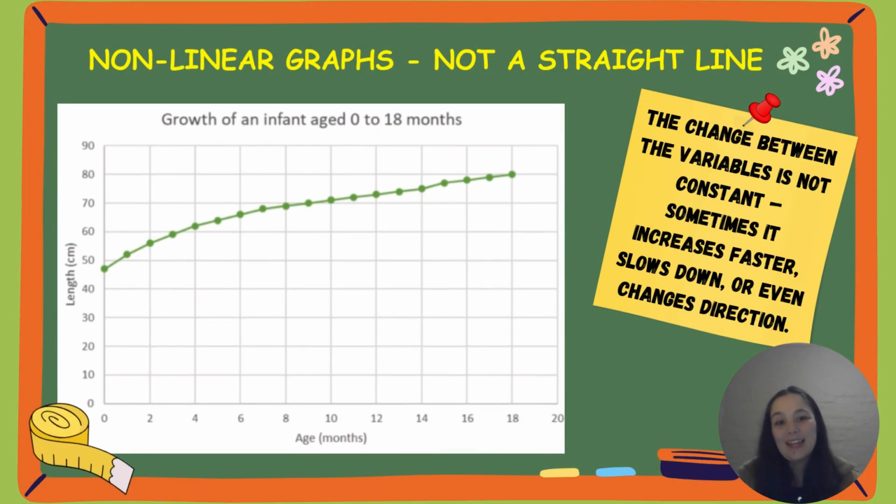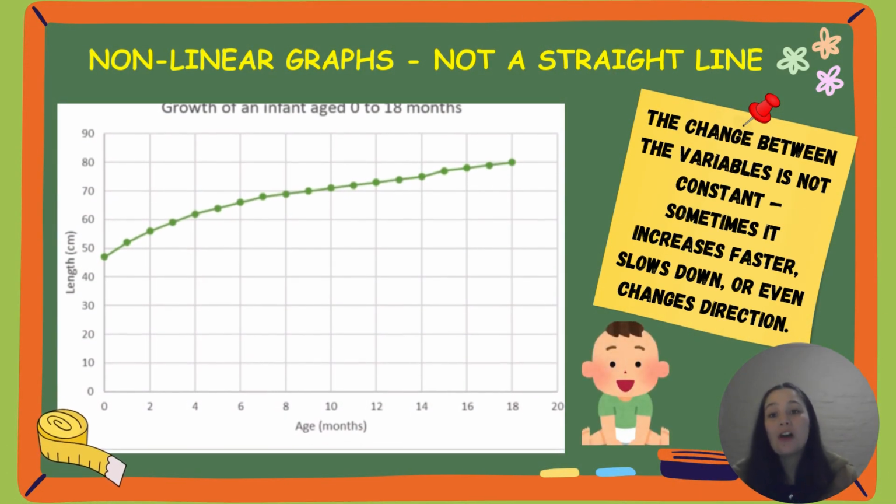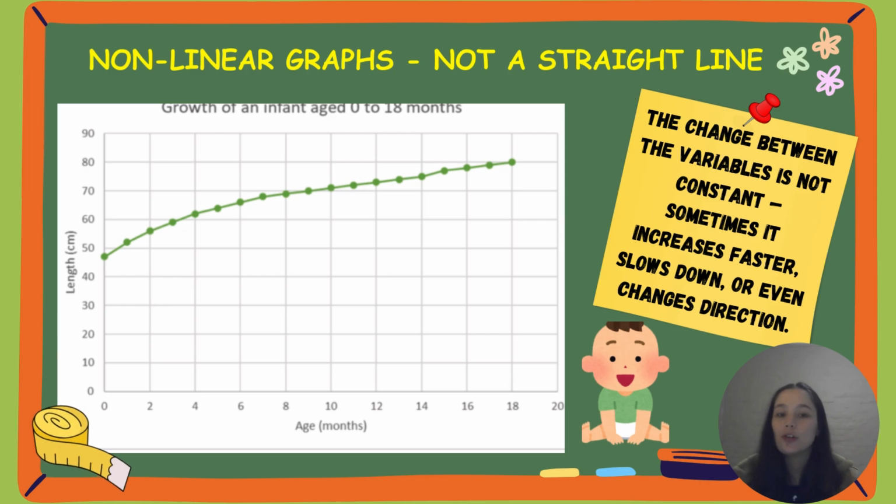Okay, grade 7s. Then we also get non-linear graphs. They are not in a straight line. The change between the variables is not constant. Sometimes it increases faster, slows down, or even changes direction. So in this example, it's about the length of a baby over time as the age is getting older.